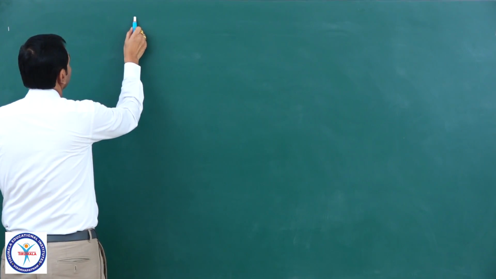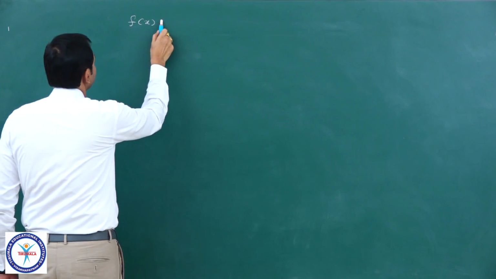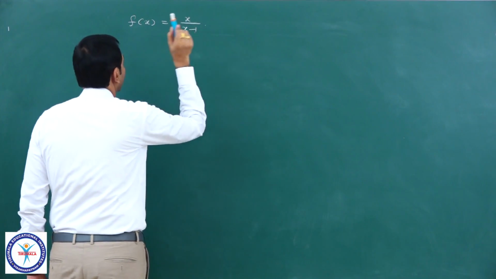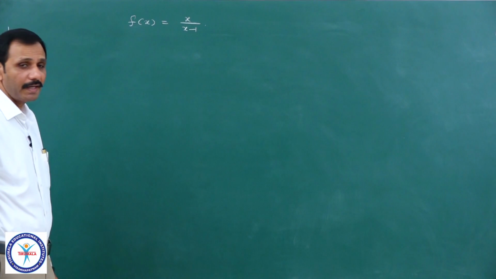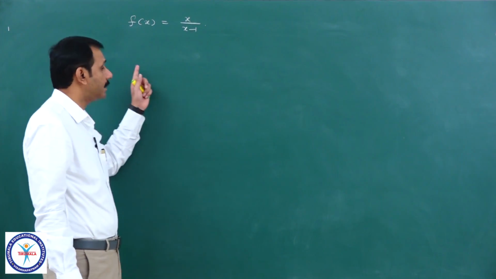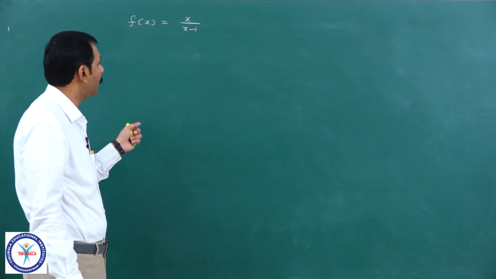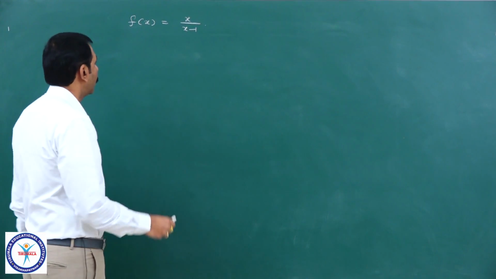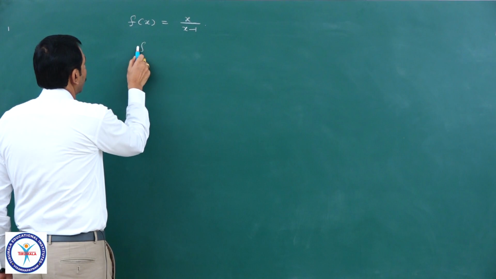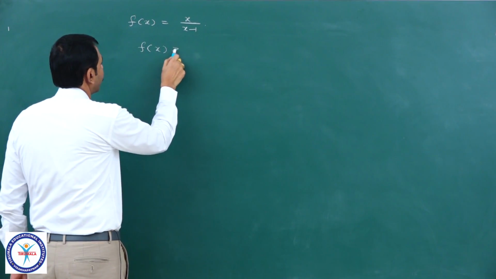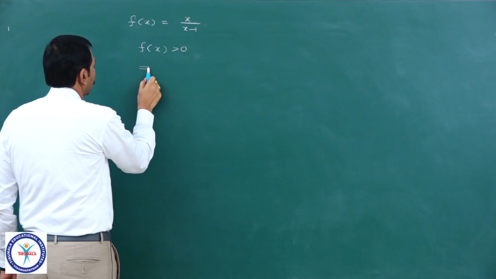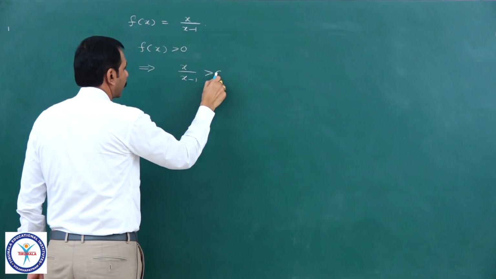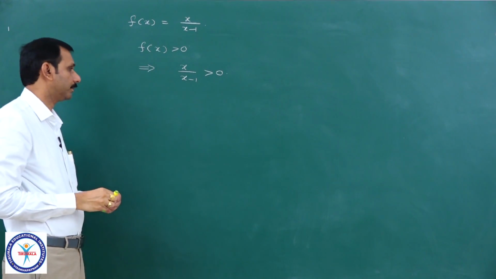If I take f of x is equal to x by x minus 1, I need the values of x where this f of x is greater than 0, where it is less than 0, and where it is equal to 0. Now see this. Suppose I want values of x where f of x is greater than 0. That implies here x by x minus 1 greater than 0. Observe this.